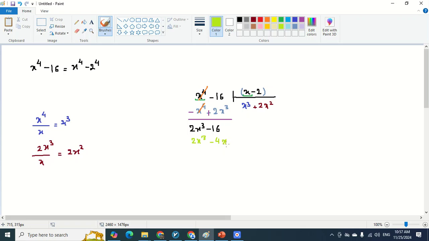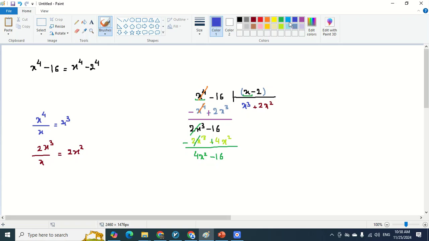Again, I should change the signs and add them together. If I change the signs, this one becomes plus, this one becomes minus, and these terms are cancelled. The result is 4x squared minus 16. We should continue our calculation because the exponent is still bigger than that of x.